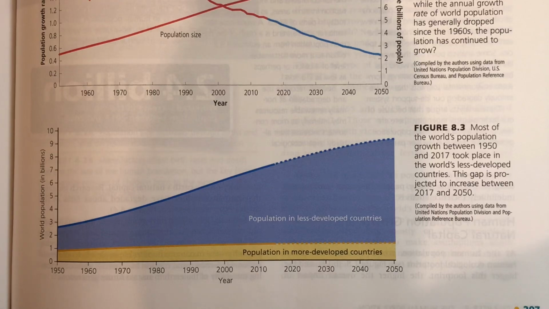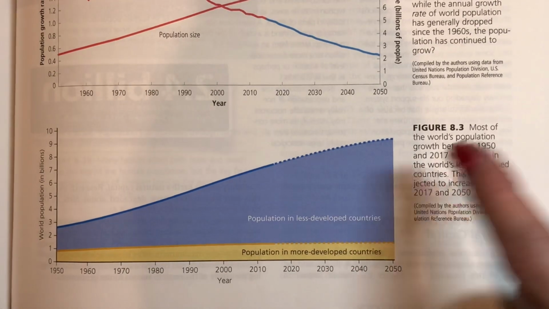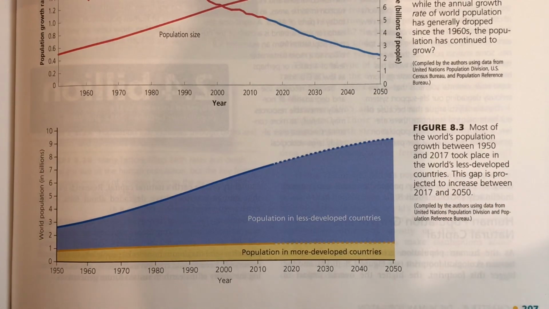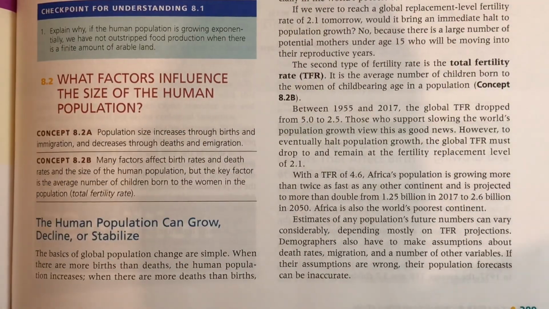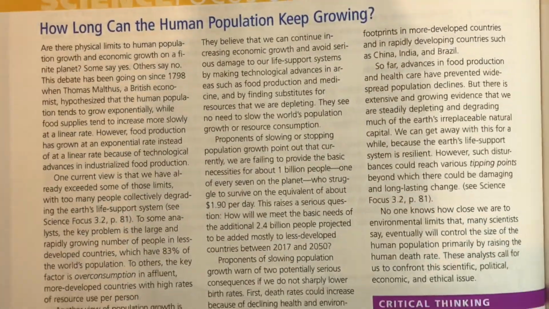Let's see. Figure 8.3, note where most of the world's population growth is occurring. Again, developing countries. On page 208, consider whether or not there is any limit to the growth of the human global population. That is entirely your call. We did a yes and no analysis in class.